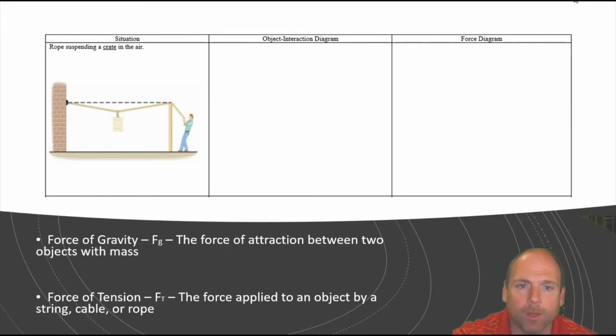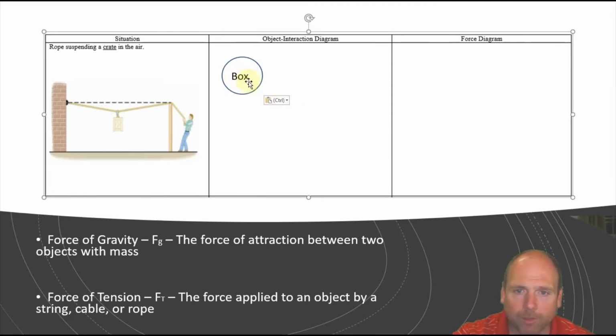So start out with, I've got a box hanging by a rope attached to a wall, being held up by a man on top of a pole, on top of the ground, on top of the earth. All the objects. But for the object interaction diagram, we only need the object itself. In this case, it's going to be the crate or box, and the other objects that are affecting the box. So if I come over here to object interaction diagram, paste in my first object. So my first object is the box with a circle around it. And so then the next object that's affecting the box.